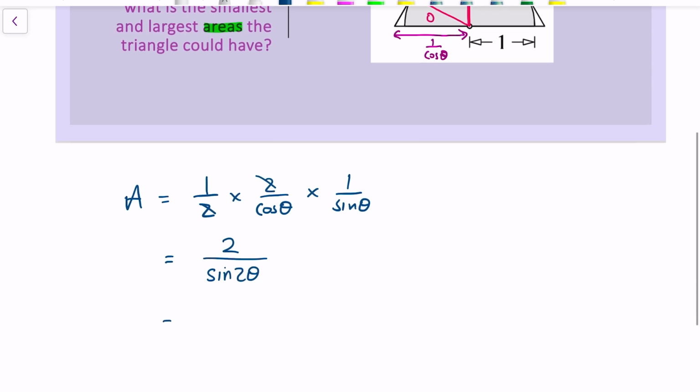We can just bring the sine of 2 theta up the top, sine of 2 theta all to the power of -1, and use the chain rule. So think about where I got this from. Cosine times sine is the same as a half of sine 2 theta, because sine of 2 theta is 2 sine theta cosine theta.